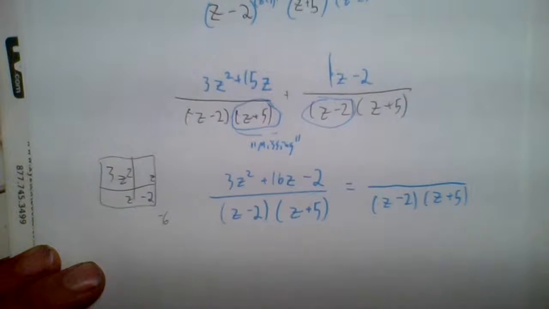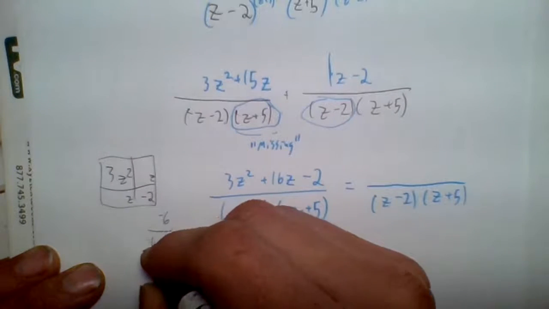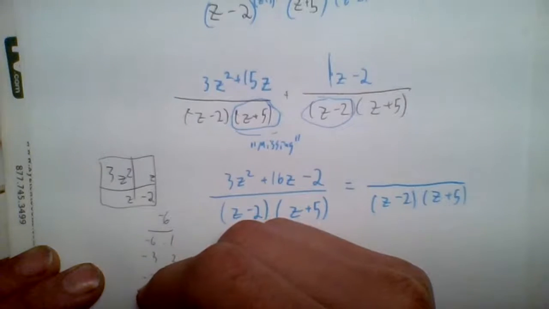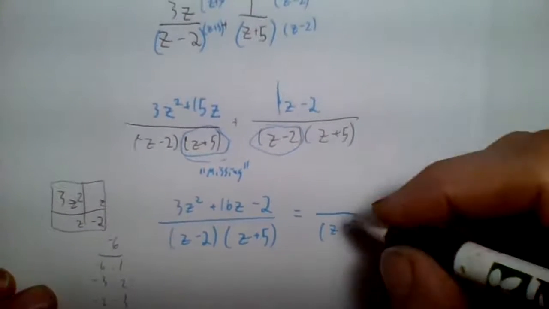But that's not going to happen here, right? There's not very many ways to multiply to -6. Not very many ways at all. None of those are going to add up to 16. So none of these work. So this is prime. So it doesn't simplify at all.